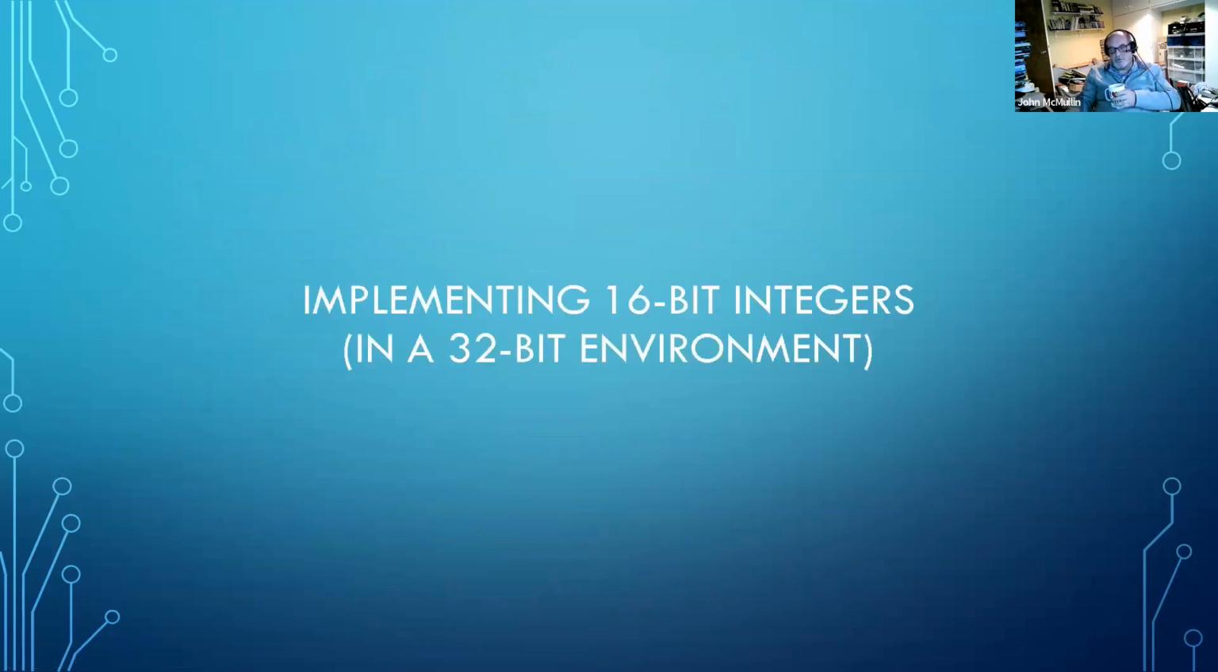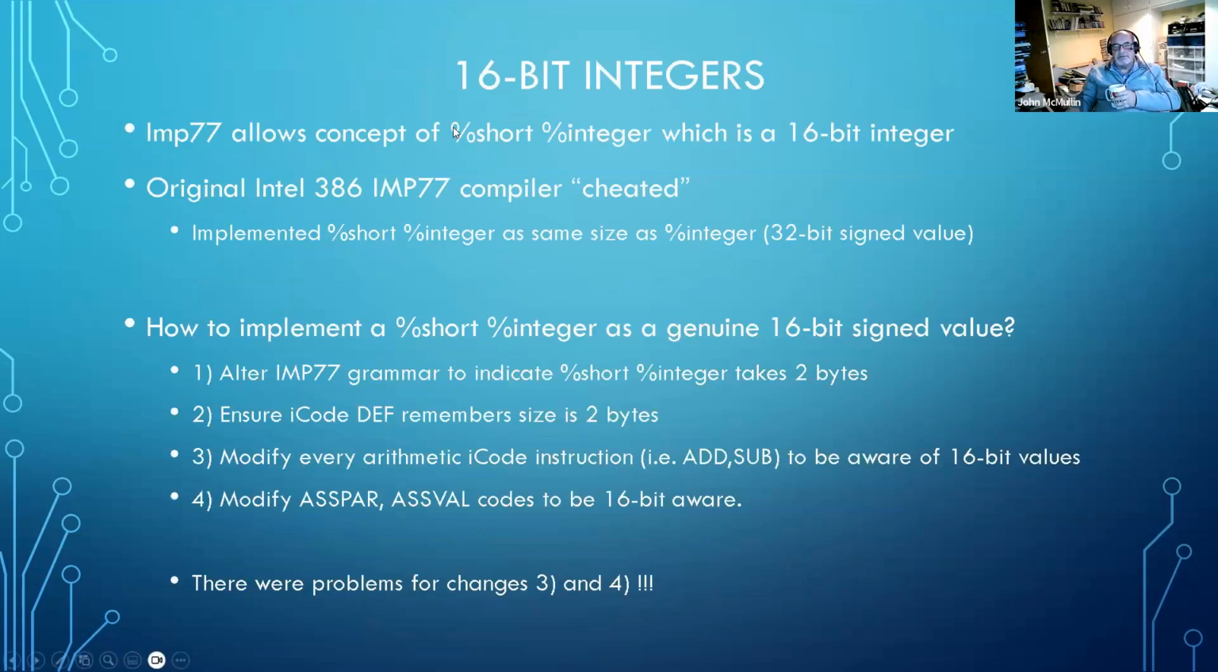So what was required for getting 16 bits? As I've mentioned before, Imp77 can have 16-bit integers defined by the text short integer. As I mentioned as well, the original compiler cheated. It implemented the short integer as a full integer. So you may say you're wanting 16 bits, but actually I'm going to give you 32 bits instead. Well, how do we implement it as a genuine 16-bit value?